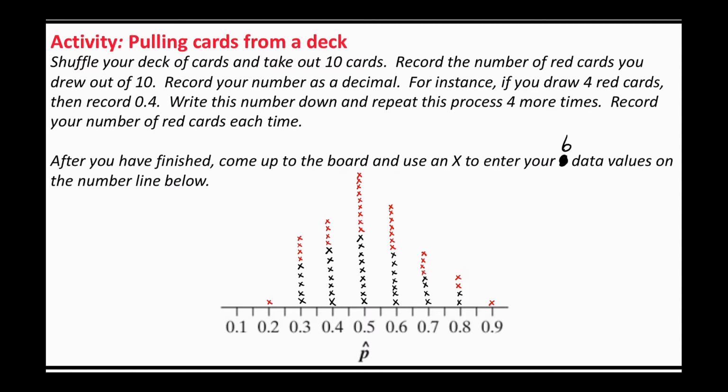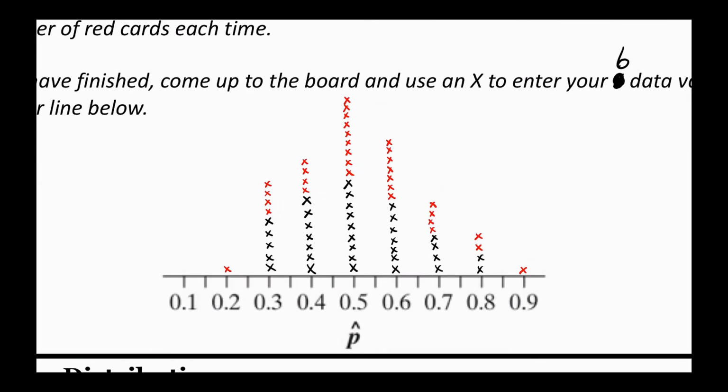And then what happened after we did the second 3 trials? So after we did the 6, what happened? What became more clear on the visual here? 0.5 was pulling away, right? 0.5 was pulling away. And that makes sense because it's the true probability, right?